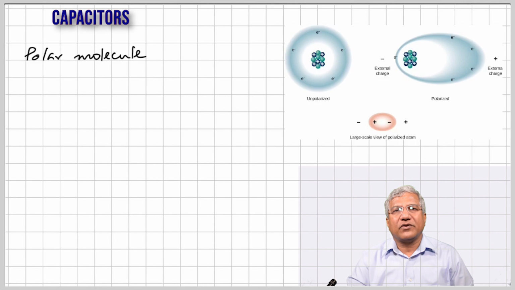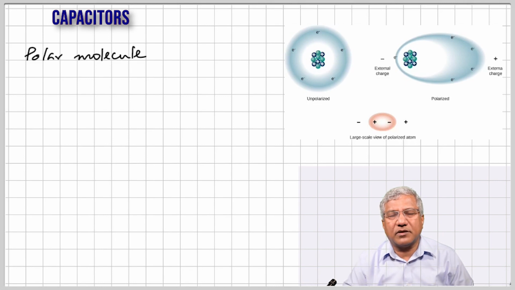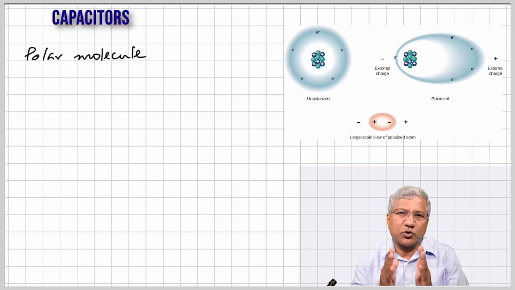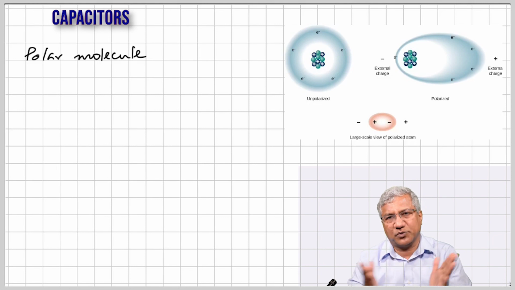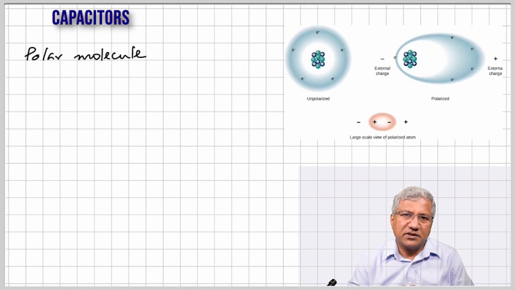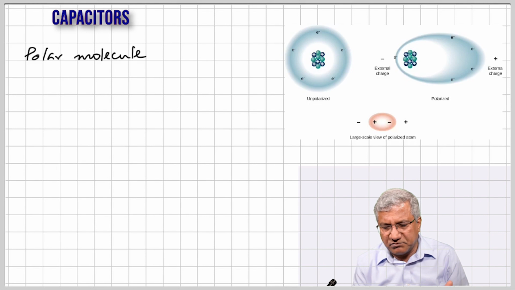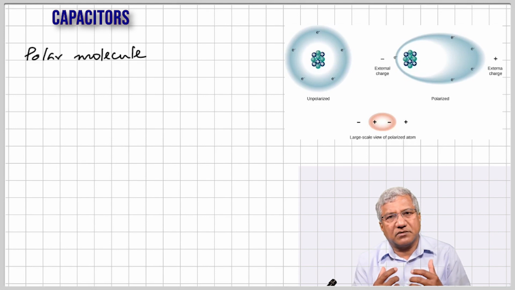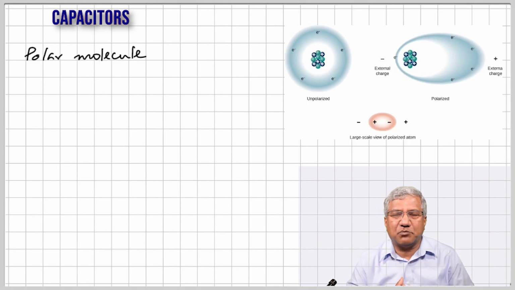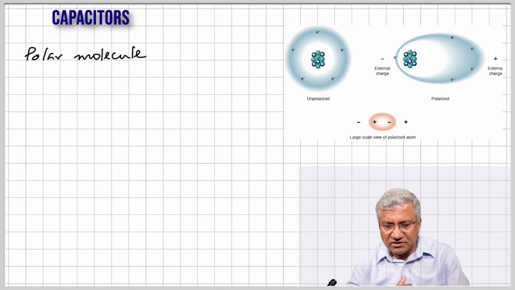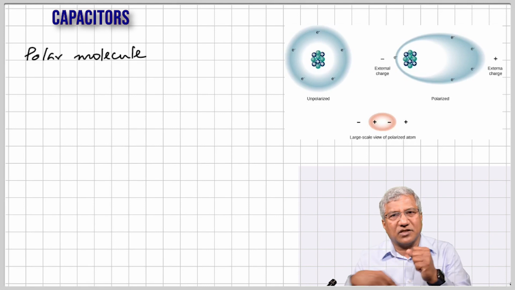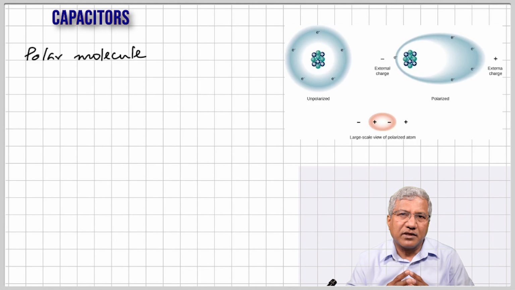Now we're going to look at the meaning of electric polarization. Electric polarization is what happens to the molecules of the dielectric kept between the two plates. So, in atoms, the positive charge is in the nucleus and the negative charges are the electrons.